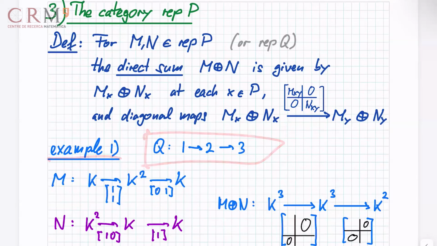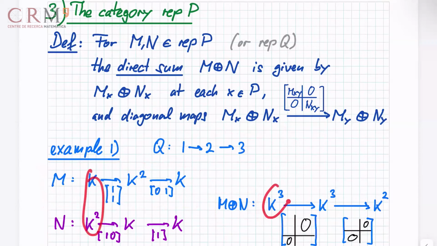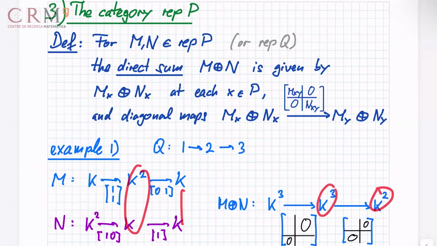Example, this is my quiver, which is also my poset, because it's the Hasse quiver of this poset. I've got my representation M here. I've got my representation N here. I want to do the direct sum. So I sum up k plus k squared. This is k cubed. Same here, k cubed, k plus k is k squared. And then I need to just place these linear maps, not delete them, place them in the diagonal positions here, and I get my direct sum.